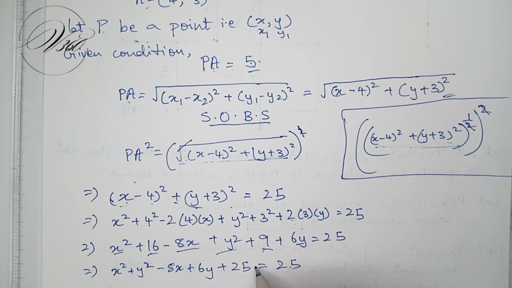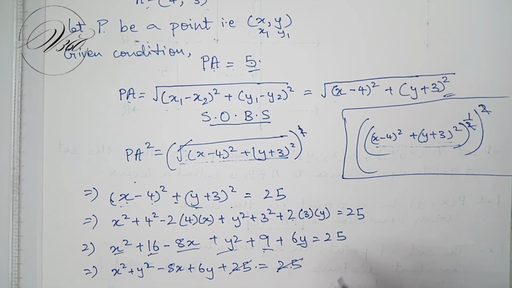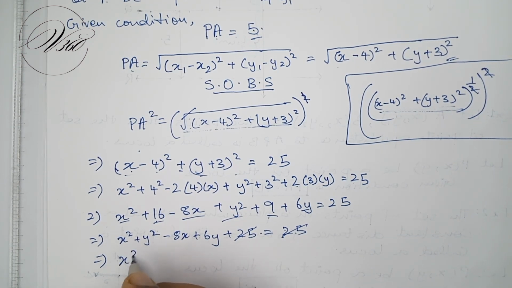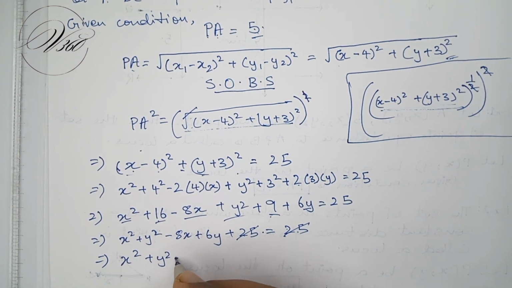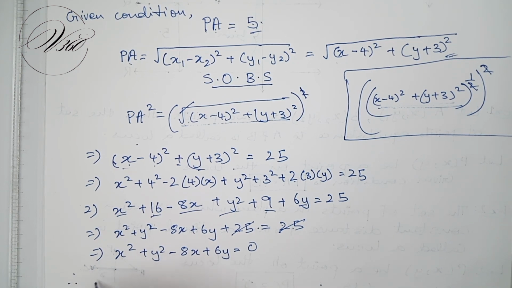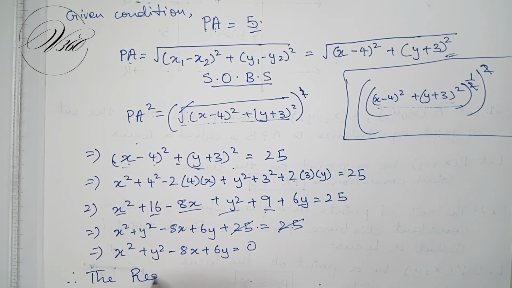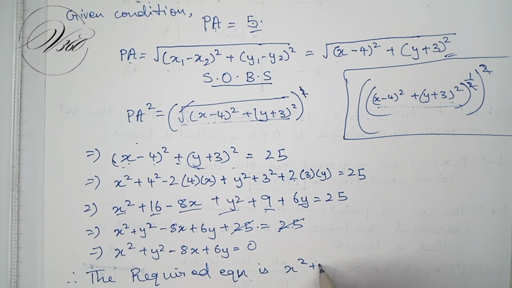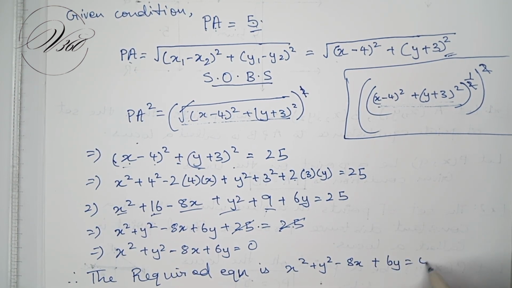If we take 25 here, we will get minus 25, plus 25 minus 25 gets cancelled. I have written this directly. Now we will get x square plus y square minus 8x plus 6y is equal to 0. Therefore, the required equation is x square plus y square minus 8x plus 6y is equal to 0.